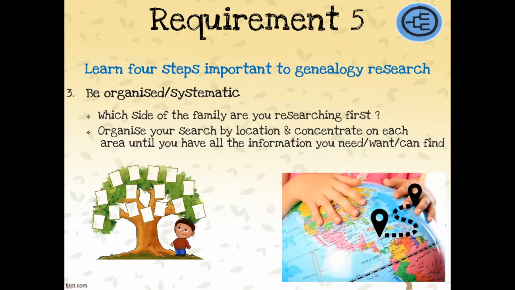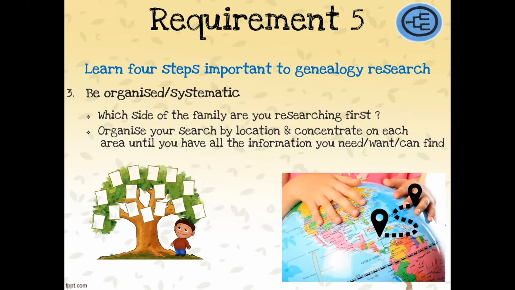Be organized and systematic. Which side of the family are you researching first? Now, I'm sure you want to know everything about every side of your family, but remember that you are the first person. You have 2 parents. Your parents have 2 parents, whether they're together or not, but biologically they have 2 parents. So you have 4 grandparents. Then they have 2 parents. So every step goes out and out and out, and you have more people.